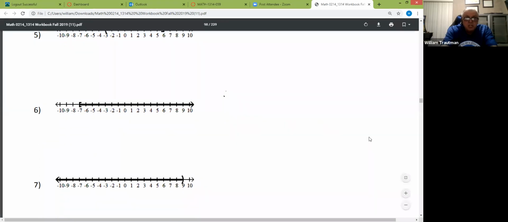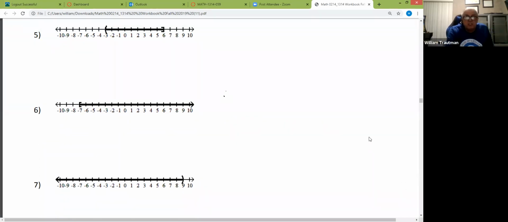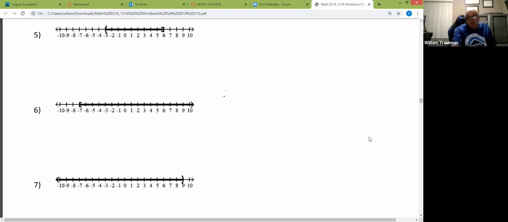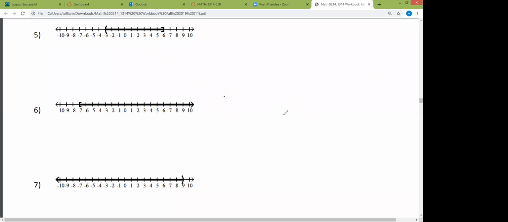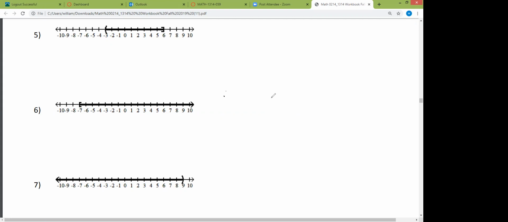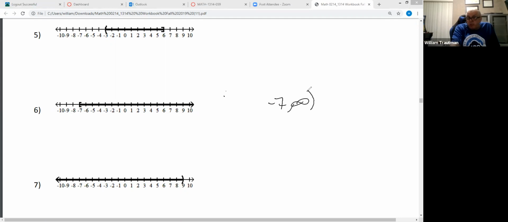Number 6. Try to write down number 6 for an answer. Let's see if you get the same thing. Give me the interval answer for number 6. Would it be -7 to the infinity? Yeah, you're close. It's -7 to infinity. Infinity has the parentheses, but -7 has the bracket.